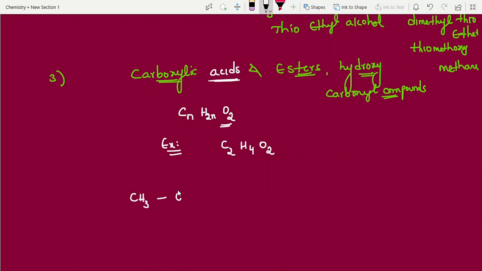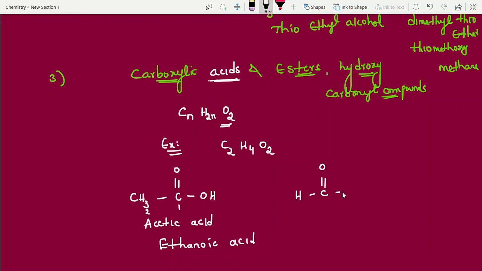CH3, C double bond O, OH, right? How many carbons? 2. How many hydrogens? 4. How many oxygens? 2. Satisfied. What is this guy's name? Acetic acid. This is the common name. What is the IUPAC name? This is a chain terminating functional group, right? So this is ethanoic acid.